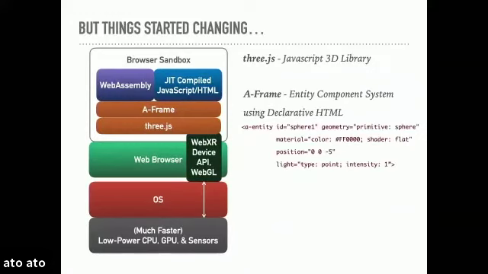It's a JavaScript-based 3D library that allows you to write JavaScript code to instantiate 3D graphics and objects. Pretty darn cool stuff by itself. It's all accelerated by the GPU, so it feels very similar to a native app. And then you've got A-Frame running on top of Three.js. A-Frame is an entity component system.